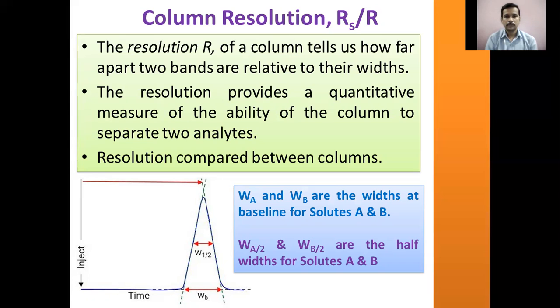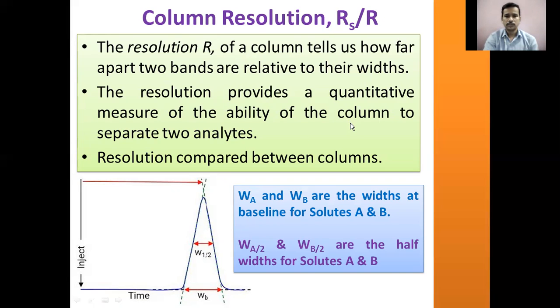This is explained by the column resolution, denoted by RS or R. If you have two bands in the chromatographic column, those two bands will be eluted as two peaks. How far apart are these two bands, relative to their widths? This is the resolution. The resolution R of a column tells us how far apart two bands are relative to their widths. So whether their width is appropriate and they are separated appropriately without any overlapping, that is resolution.